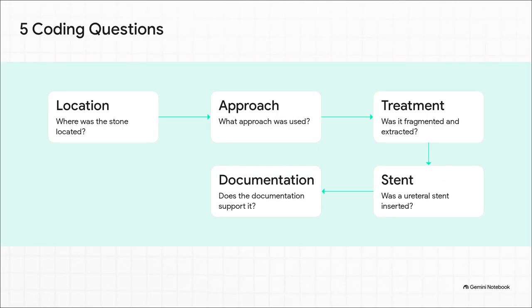Because stone procedures can get super complicated really fast, there is a mandatory 5-step workflow that makes coding them pretty much foolproof. Think of it as your checklist. 1. Where exactly was the stone located? 2. What approach was used? ESWL, URS, or PCNL? 3. And this is absolutely critical. Was the stone just fragmented, or was it fragmented and extracted? 4. Did they leave a ureteral stent behind? And 5. Does the documentation actually support the code you're about to pick?